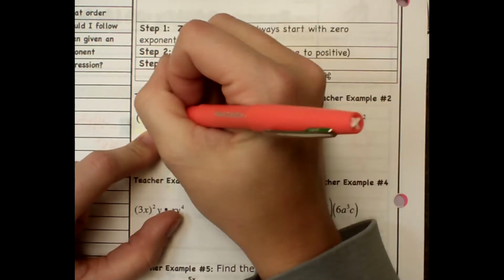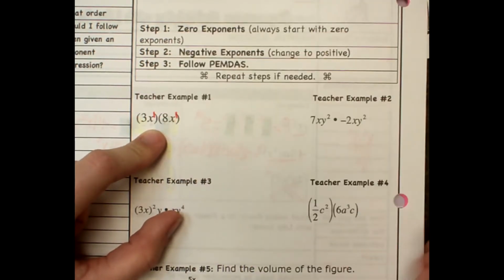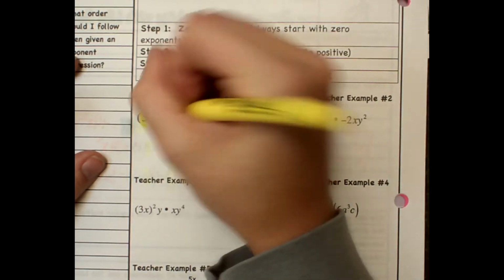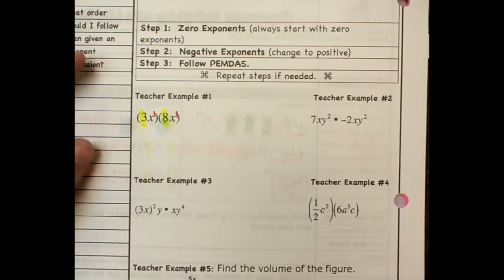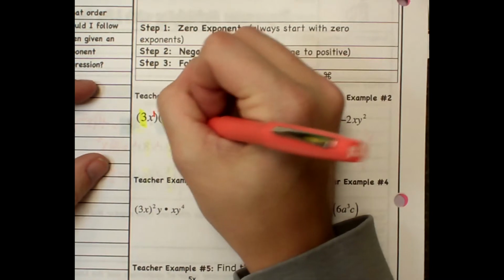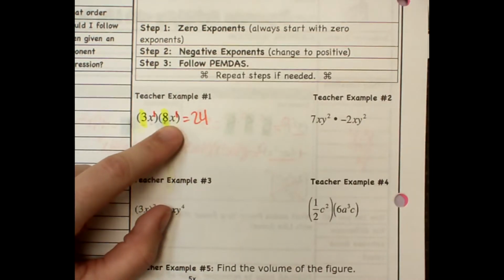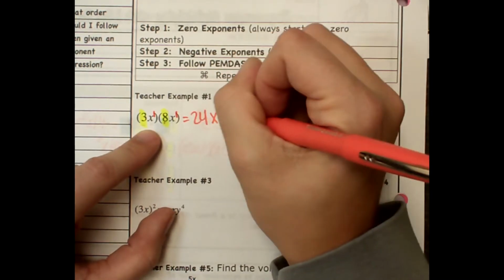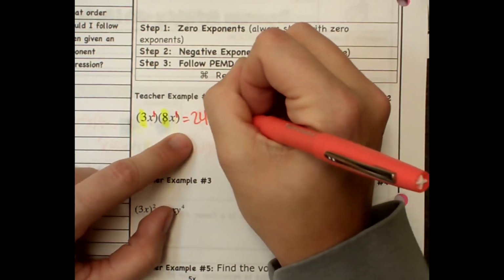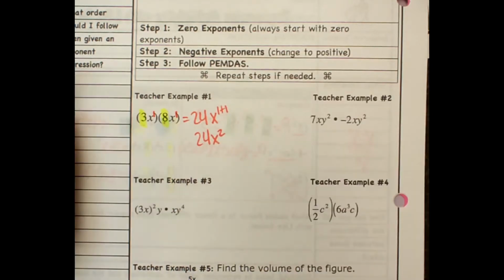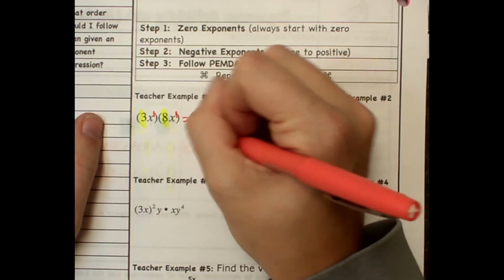So make sure everything has an exponent, and then you want to multiply your coefficients, which in this case is 3 times 8, which is 24. And then we have x times x. Keep the base, and you add the exponent. So 1 plus 1, which means that it's 24x squared. This is my answer.